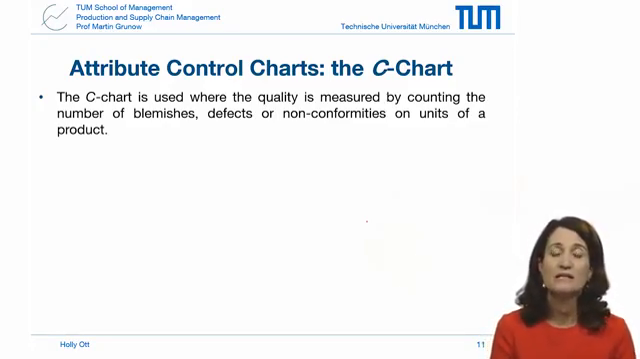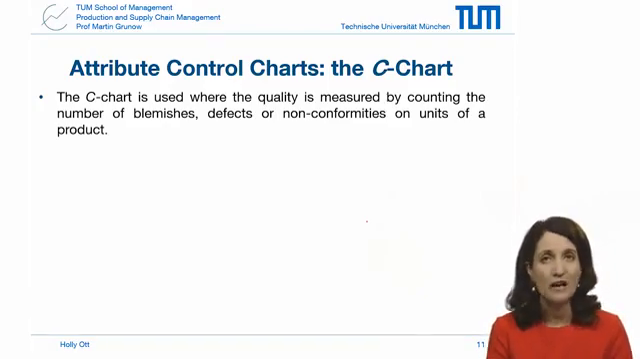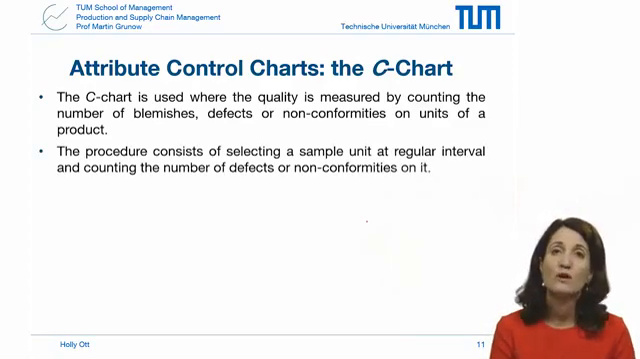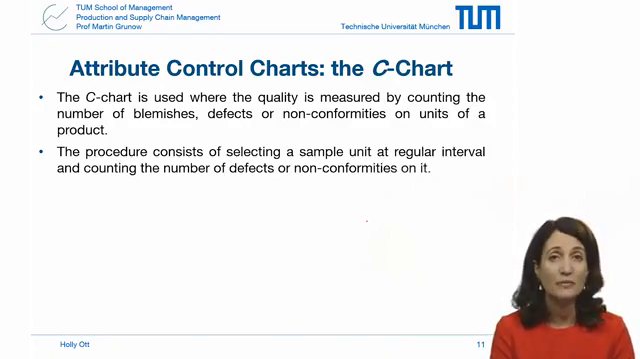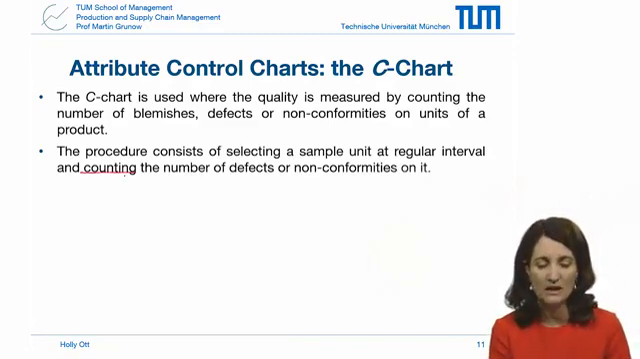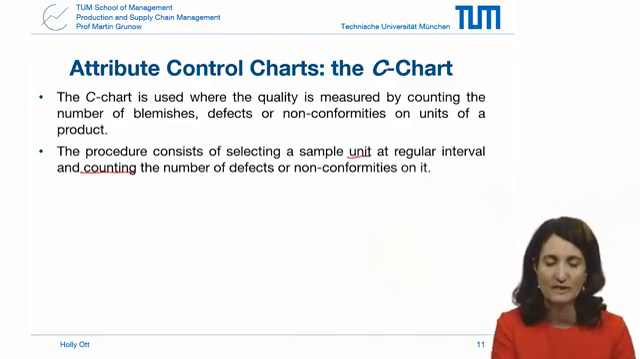And in these cases, you could accept a certain number of nonconformities, but the number must be monitored, controlled, and minimized. And the C chart would be appropriate for this purpose. It's also known as the defect per unit chart or the control chart for nonconformities. And the procedure consists of selecting a sample unit from the process at regular intervals and counting the number of defects or nonconformities on this sample unit.